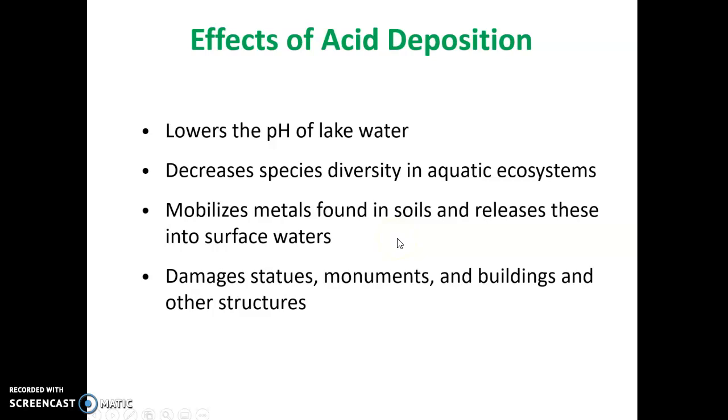Third, acid deposition mobilizes metals that are naturally found in soils, but then they are released into surface waters. Particularly aluminum and mercury, which might be present naturally in soil, are then mobilized into surface waters, and these particular metals harm many species and don't allow them to survive.